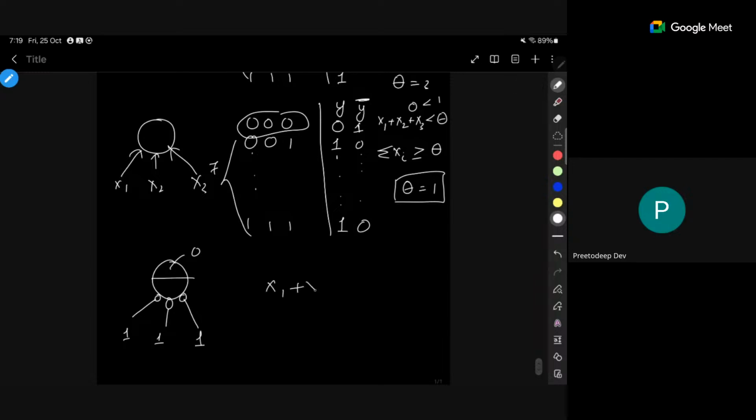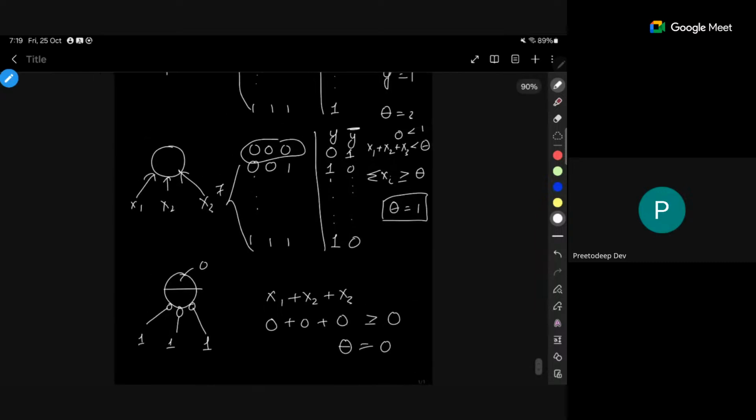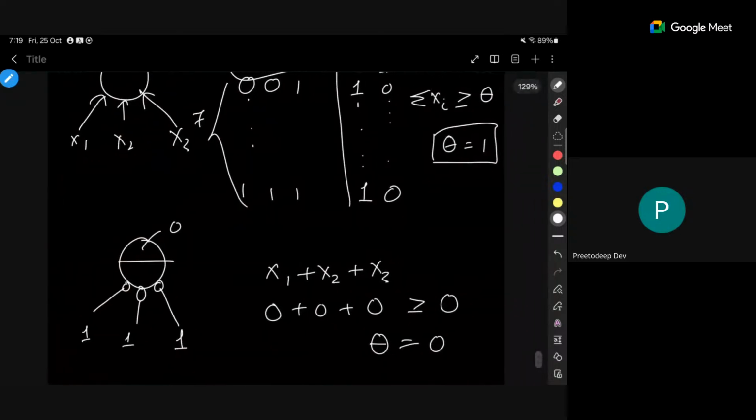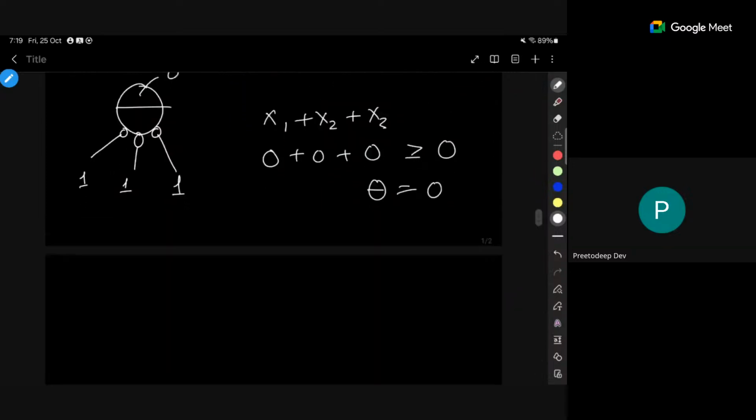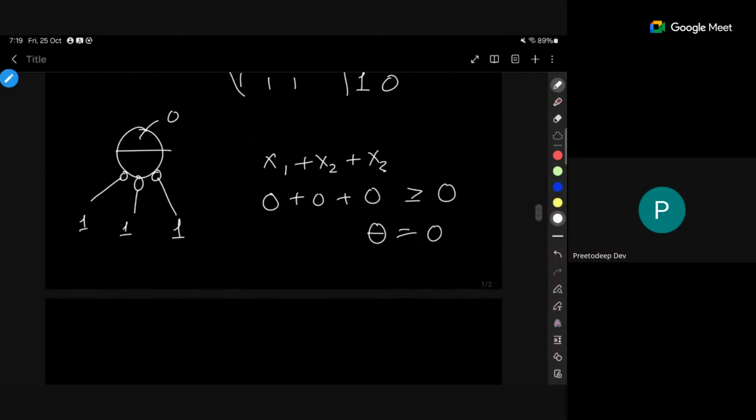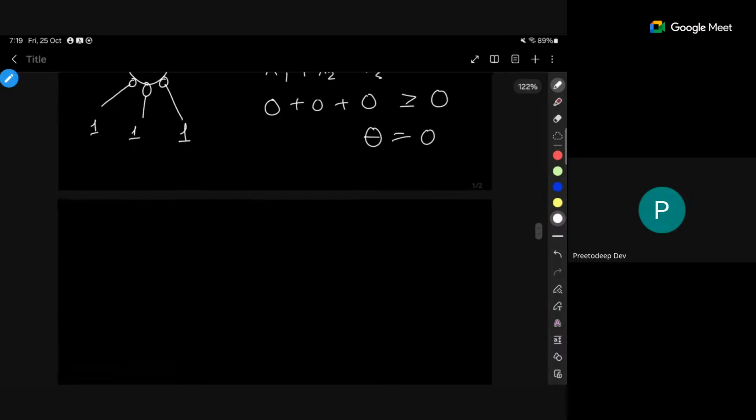So x1 plus x2 plus x3, which is 0 plus 0 plus 0. In this case, I need to set some theta so that it will activate this neuron, so that is going to be 0. So my theta is going to be 0. Otherwise, it will not give output 1 when all of them are 0. So that's how the MP neuron works. Very simple.